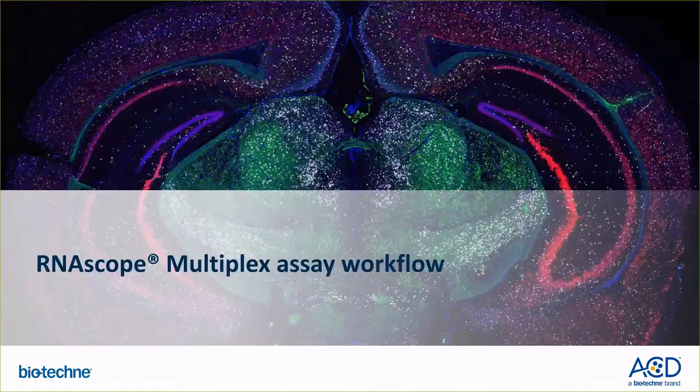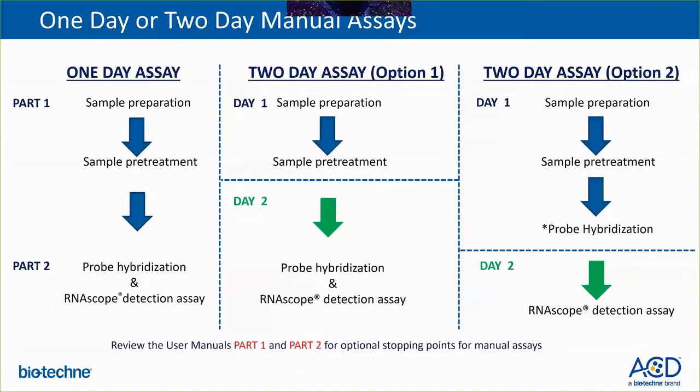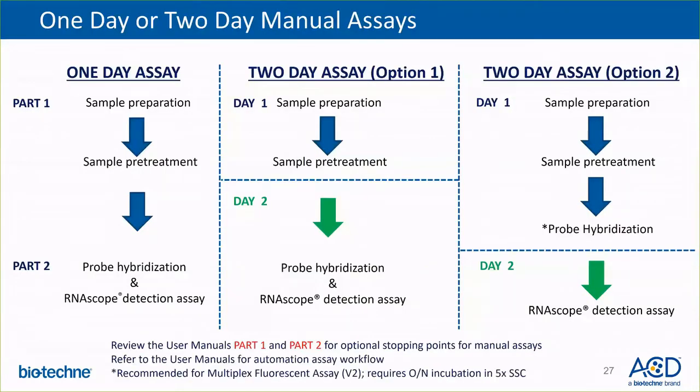Next, we'll discuss the assay workflow. With RNAscope assays, you may perform the assay as a one-day assay, though there are a couple of options to split this protocol into 2 days. The first option would be to complete the sample preparation and pretreatment on day 1, and then begin with probe hybridization and detection the following day.